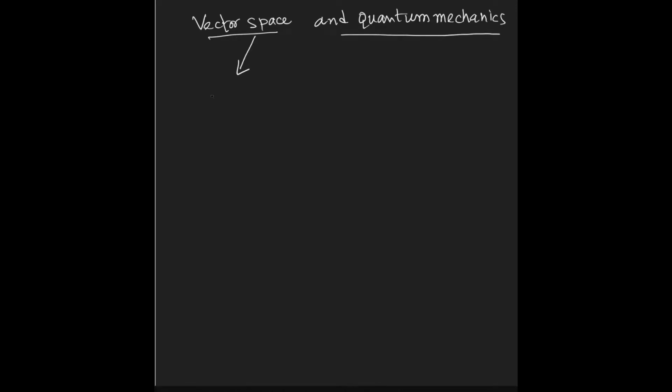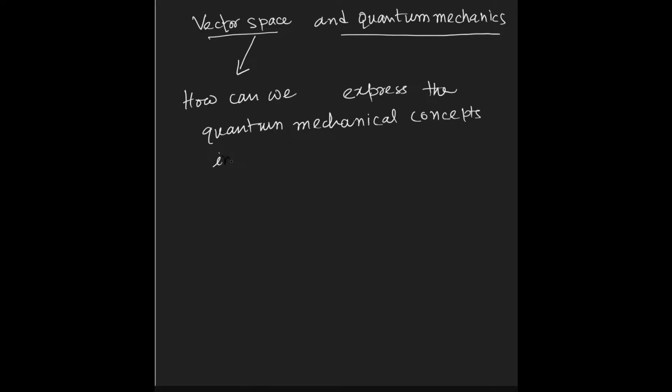Now we'll study quantum mechanics and its representation in vector space. Vector space and quantum mechanics. Here the question is, how can we express the quantum mechanical concepts in vector space? First of all, we study the ket space.